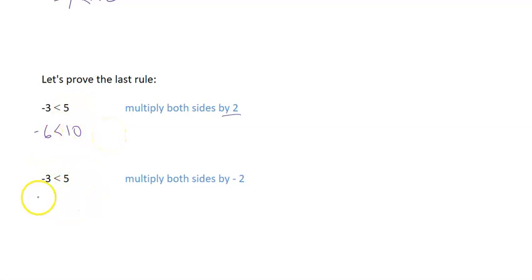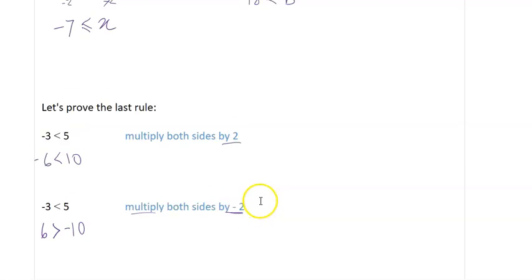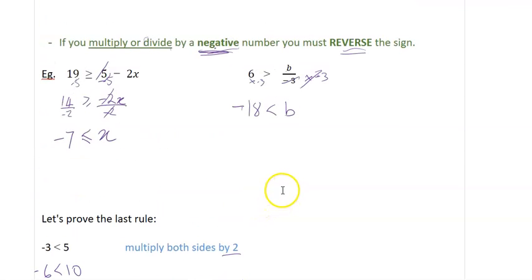If I go and do the same inequality by multiplying it by a negative number this time, the 5 becomes negative 10, and the 3, negative by negative is a positive, becomes 6. So I can't keep the sign the same way because that would be like saying 6 is less than negative 10, which we know mathematically is incorrect. So therefore, to make it make sense, we need to flip it around. This is why this last rule is the case.